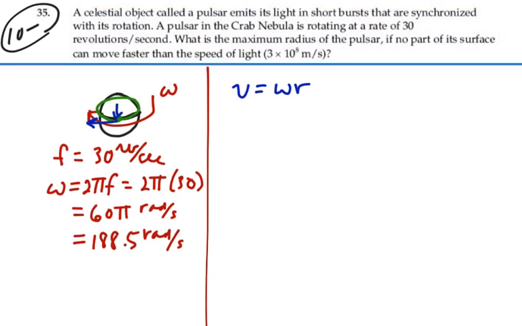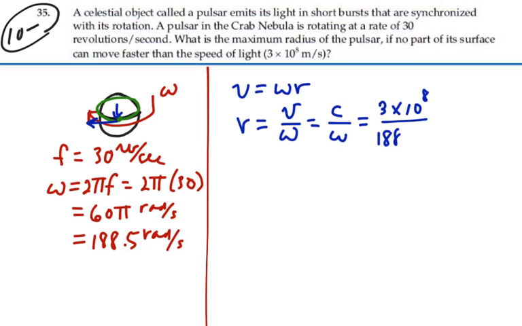itself. So the radius of the pulsar is going to equal the linear velocity of that point divided by the angular velocity. Well, if we say that the maximum velocity that can be is the speed of light, then this is going to be the speed of light divided by the angular velocity of the pulsar. And that's going to be 3 times 10 to the 8 meters per second divided by 188.5 radians per second. And this will give us the radius of the pulsar in meters.